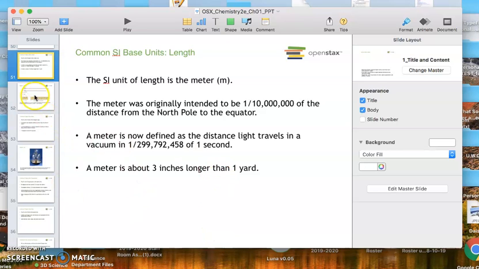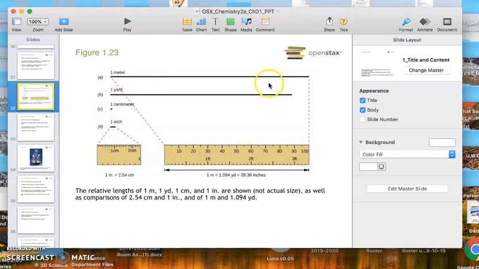A meter is 3 inches longer than a yard. If you've probably looked at a meter stick, here's the length of a meter stick in comparison versus a yard, and so there's 3 inches difference. A centimeter is very small. If you look at a standard ruler, of course you have inches on one side and then centimeters on the other. An inch is equal to 2.54 centimeters. A meter is a little bit longer than a yard, 3 inches longer, and it's equal to 39.36 inches.